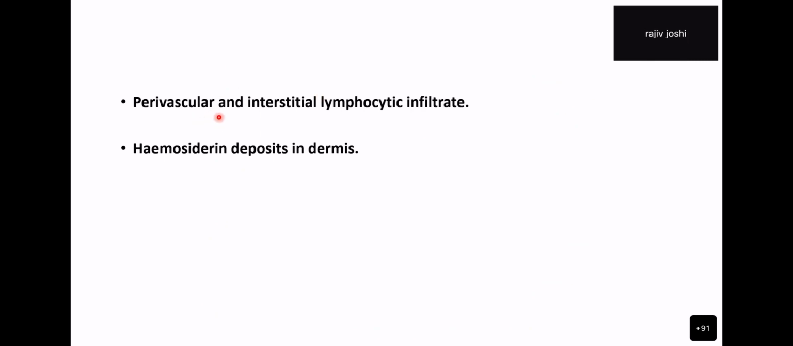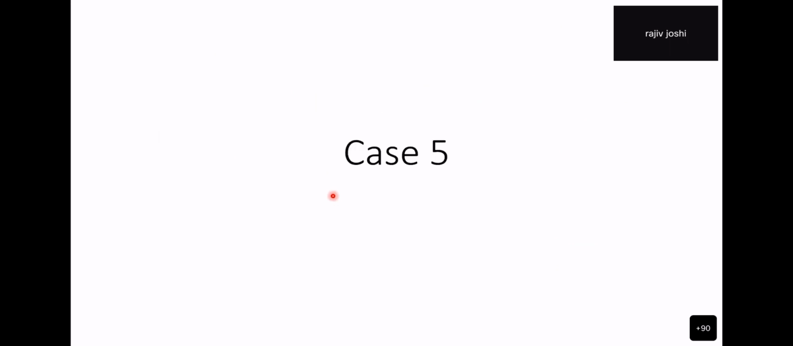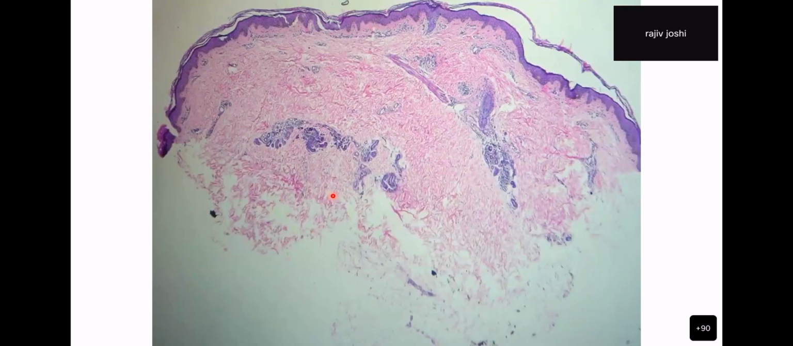So the pattern is a perivascular and interstitial superficial lymphocytic infiltrate, at places almost forming a band. That's why the term lichenoid purpura is used. And the diagnosis is made by, in the early cases, extravasated RBCs; in the late cases you may get only hemosiderin, or you can get a combination of the two. Okay, any questions on this? Okay, so let's go to case 5.